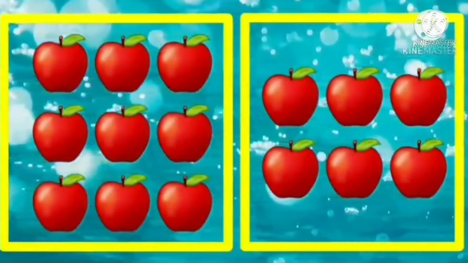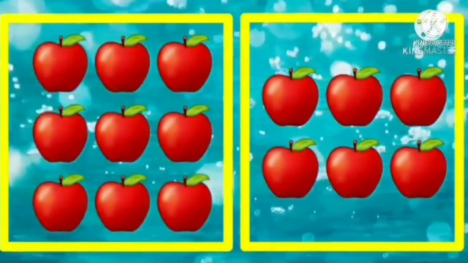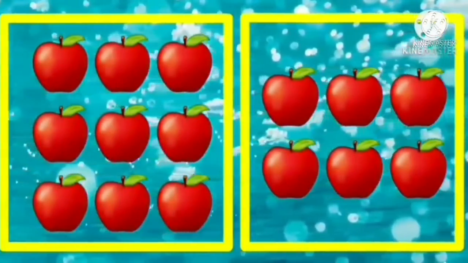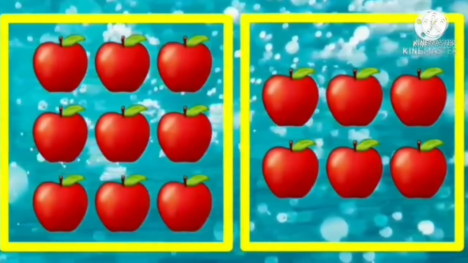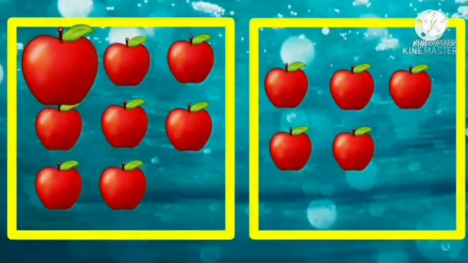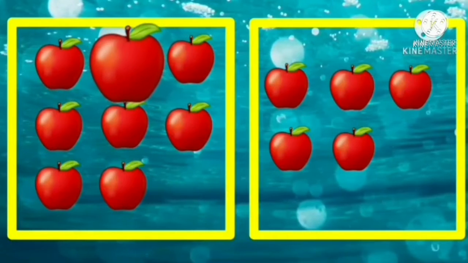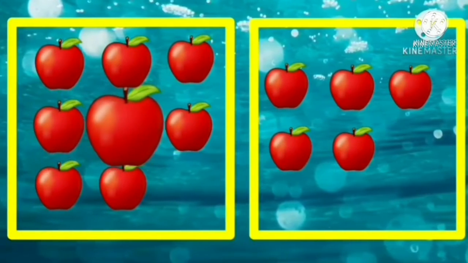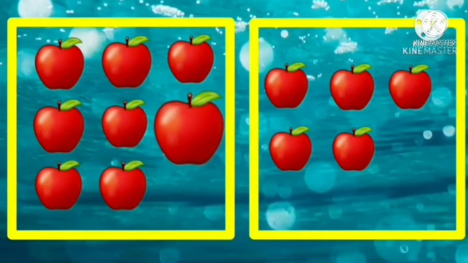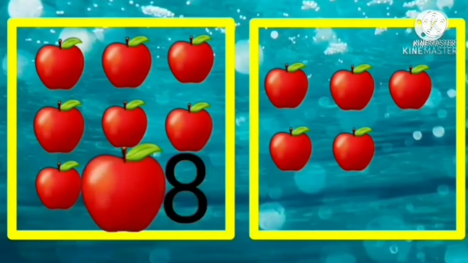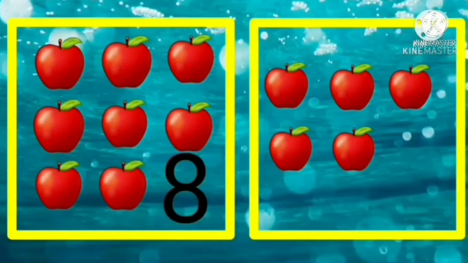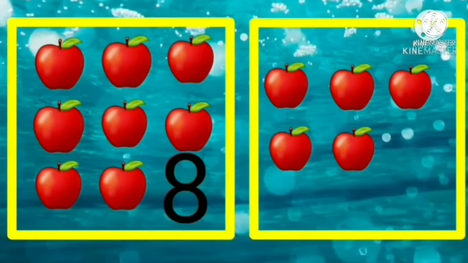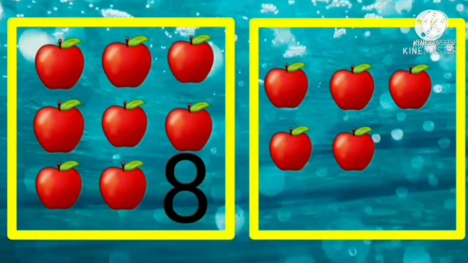There are 2 groups of apples. Which group has more apples? Okay, children, let's count the first group. 1, 2, 3, 4, 5, 6, 7, 8. There are 8 apples in the first group. Let's count the second group.